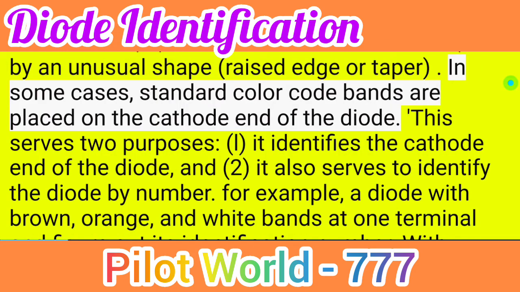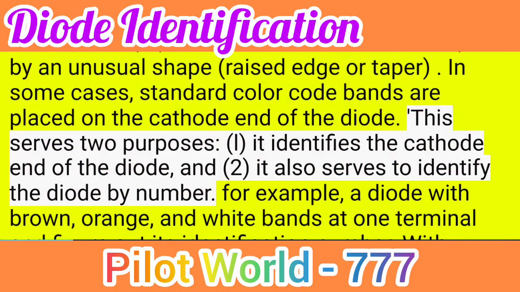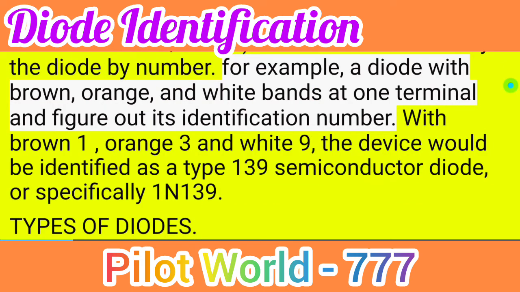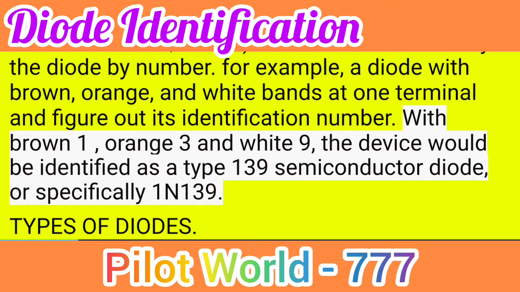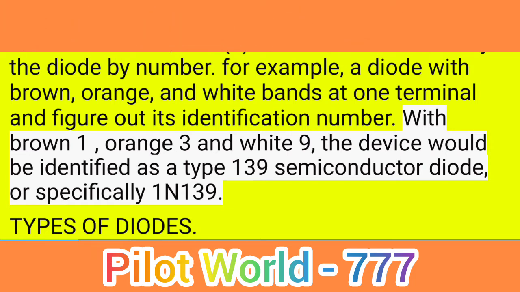In some cases, standard color code bands are placed on the cathode end of the diode. This serves two purposes: 1, it identifies the cathode end of the diode, and 2, it also serves to identify the diode by number. For example, for a diode with brown, orange, and white bands at one terminal, figure out its identification number. With brown 1, orange 3 and white 9, the device would be identified as a type 139 semiconductor diode, or specifically 1N139.